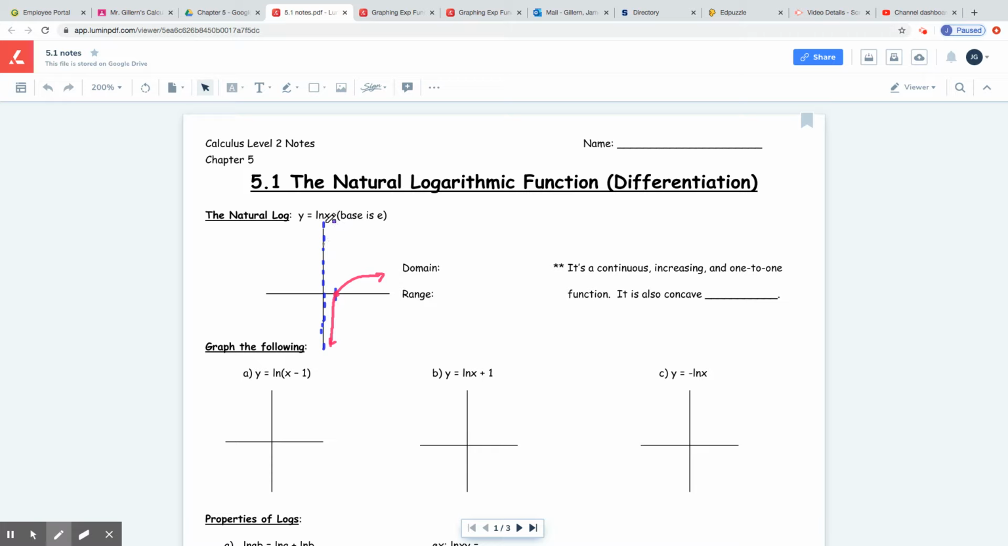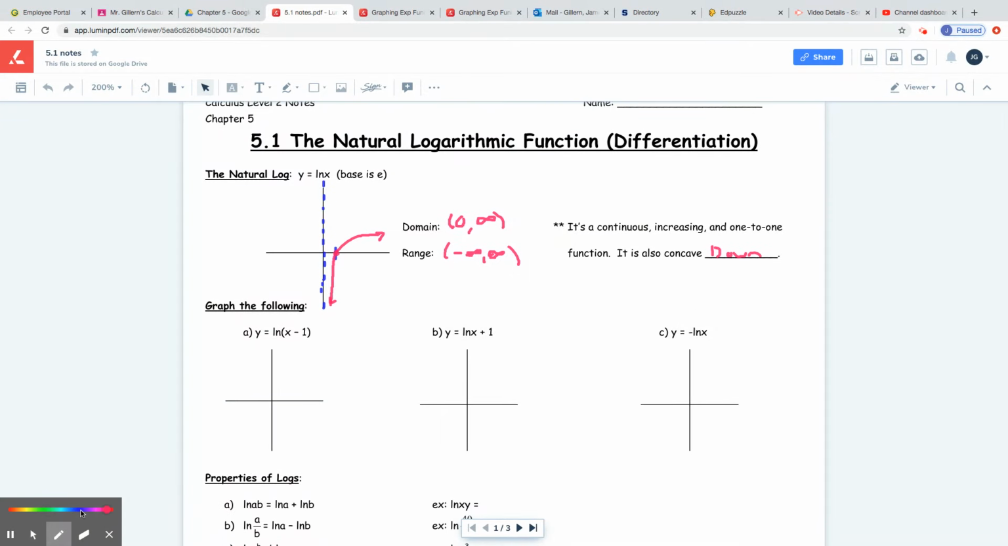The domain of this would be from whatever the vertical asymptote is, in this case 0, going to infinity, and the range is negative infinity to infinity. This is a continuous function. It is increasing. It is 1 to 1, and it is also concave what? This is concave down. So just a couple basic graphs here. Keep it real simple. Just a couple of transformations that are happening.